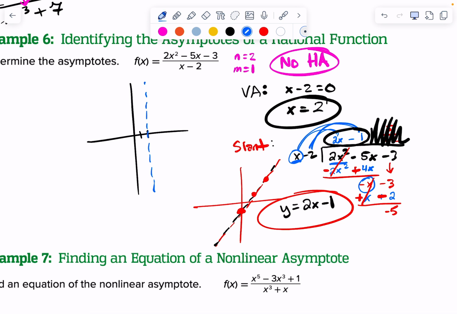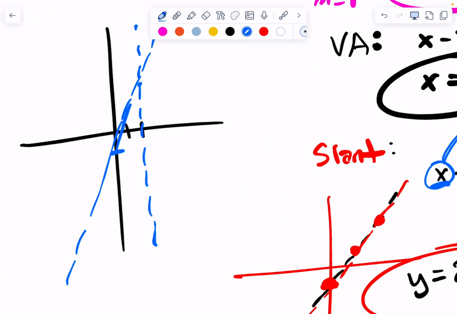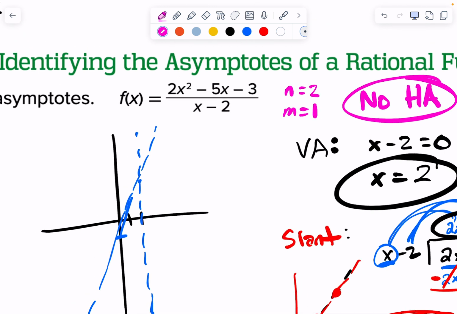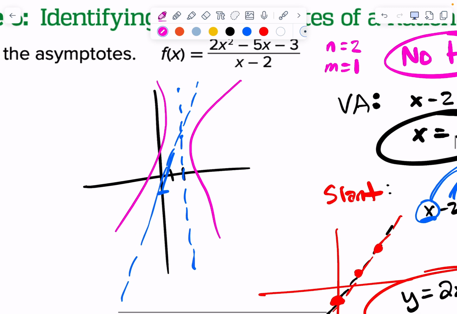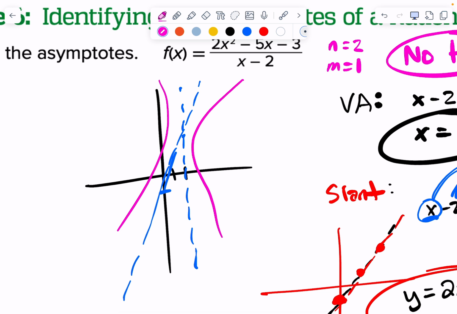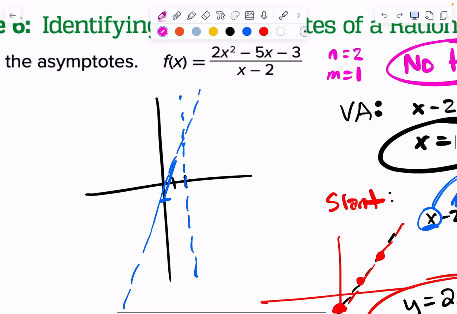So if I graph this, 2x minus 1, I go up 2 over 1, up 2 over 1, etc., and it looks like this. So either this function is here and here, or this function is here and here. One of those two things. And in order to figure out which one it is, I plot points and figure out which one it goes with. We'll just say it's here and here. I don't know for sure. That's a slant asymptote.